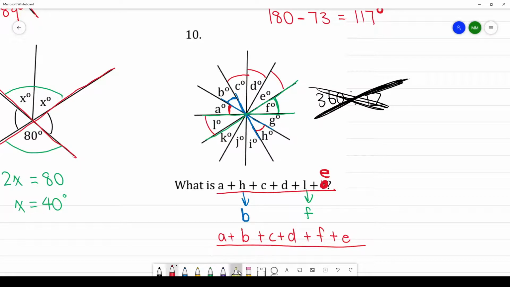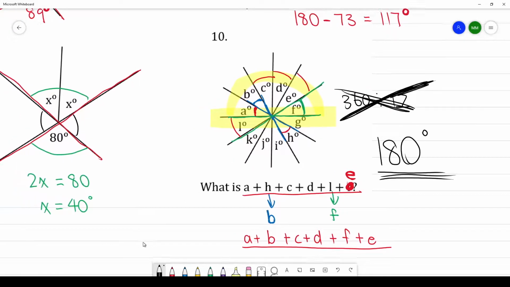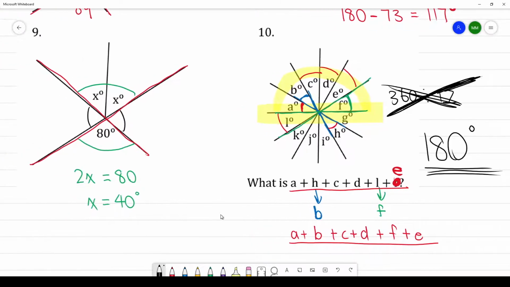And what is this over here? Oh, it's a straight line. See, this gray angle, this entire angle, is a straight line. And when you have a straight line, it's 180 degrees. That's a straight angle over here. So that is number 10. Okay?